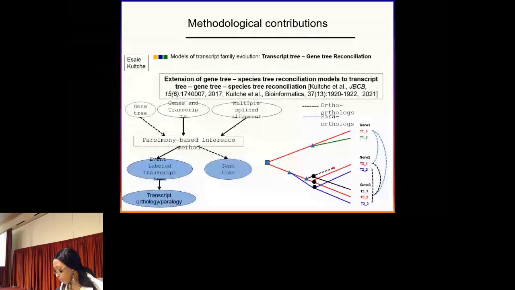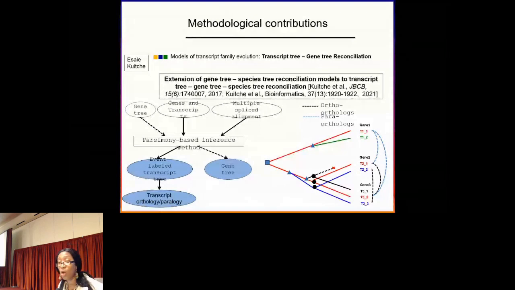The same here. For instance, we can see that gene 2 and gene 3 are orthologs. So all the relations between transcripts of gene 2 and gene 3 will have the prefix ortho. Here in red we have ortho-orthologs, and we can also have in blue para-orthologs between gene 1 and gene 2 and gene 1 and gene 3, because the least common ancestor here is a duplication, so the genes are paralogs. And then we can also define ortho-paralogs and para-paralogs in the same way.